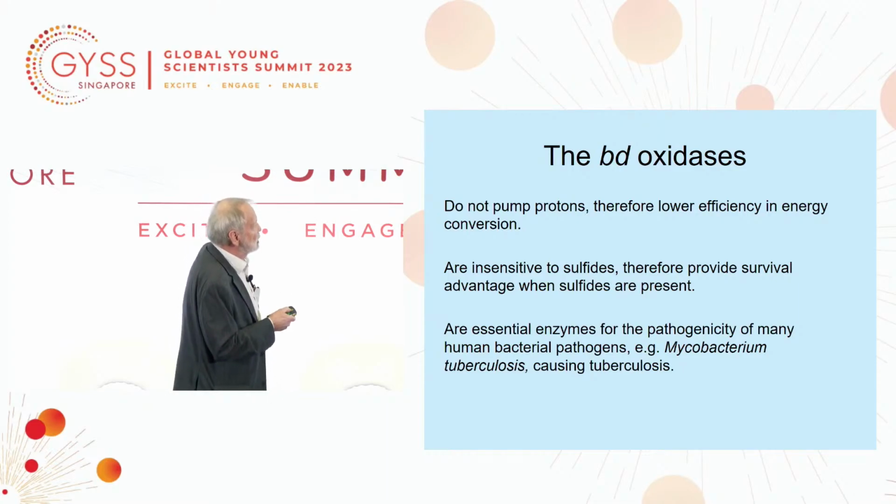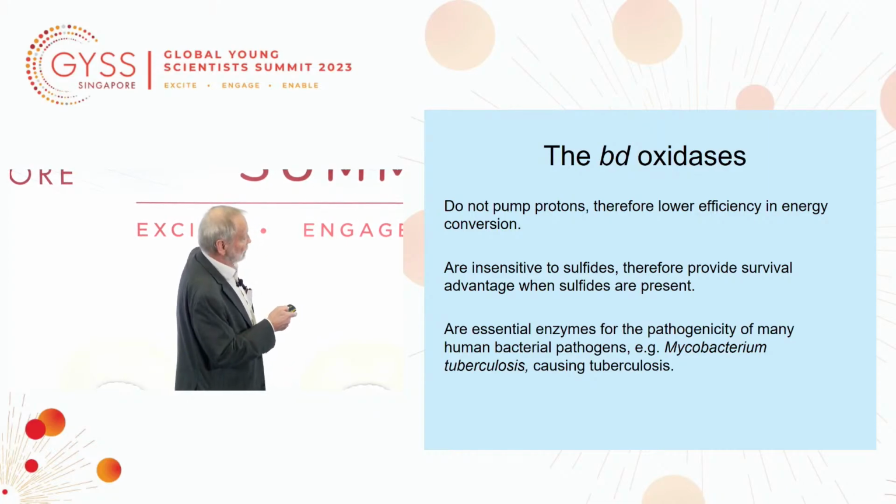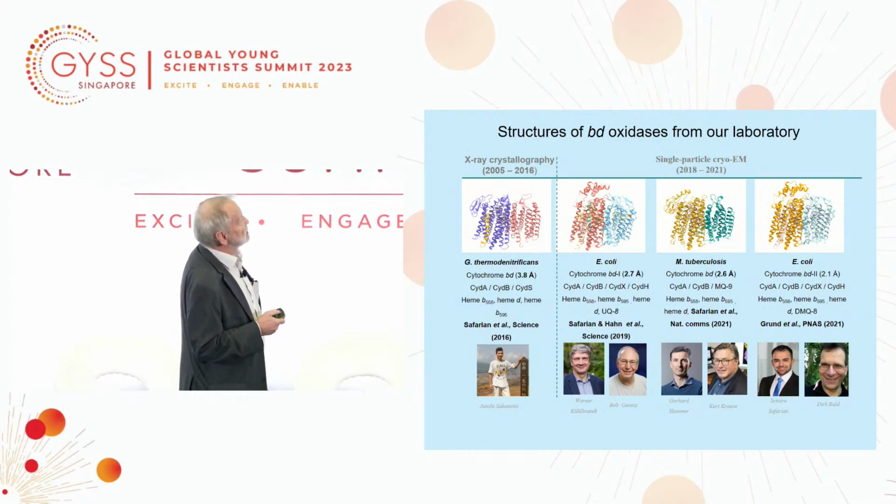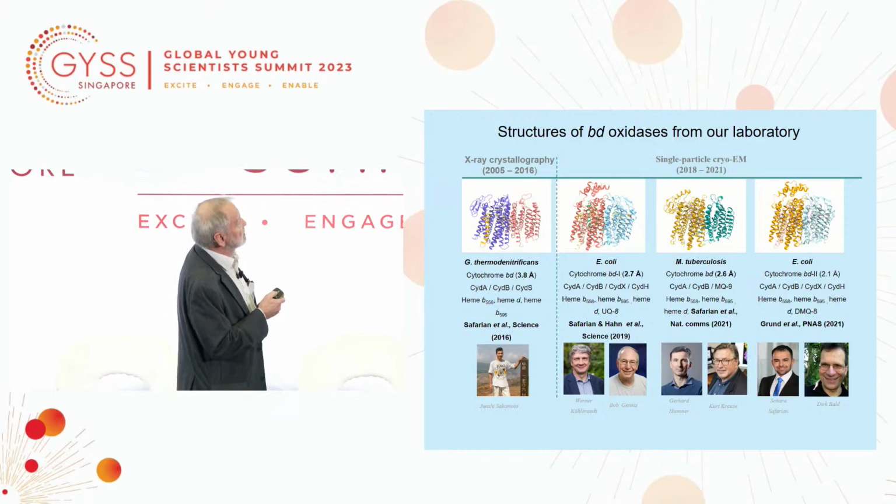They are also essential enzymes for the pathogenicity of many human bacterial pathogens, like Mycobacterium tuberculosis, causing tuberculosis, and some pathogenic E. coli also depend on the availability of the bd oxidases. So we determined the structures of various bd oxidases in our lab. The first one we did by X-ray crystallography, and it took us 12 years to solve the structure.